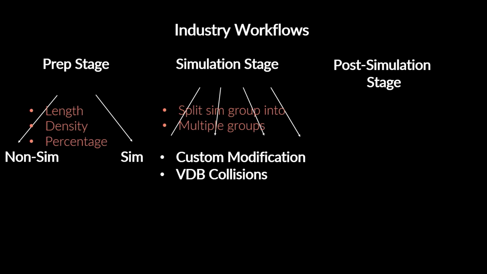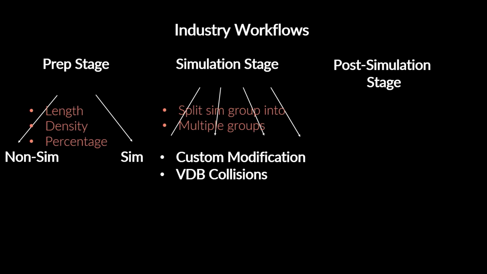In the simulation stage, you might also specify VDB collisions. So these could be other characters in the scene or the ground plane. And you'd also set up wind, and the wind setup might also have customizations with attributes and scaling control.